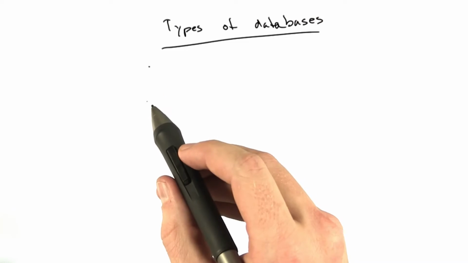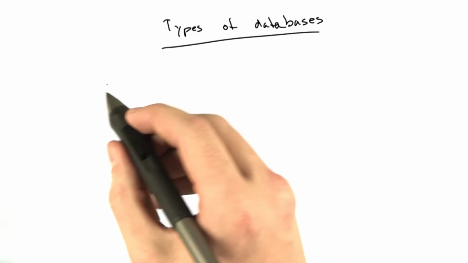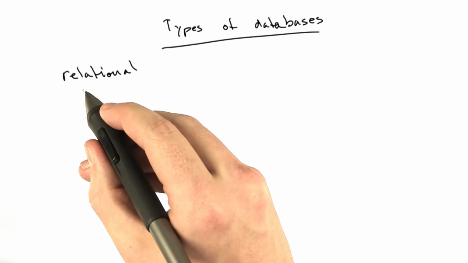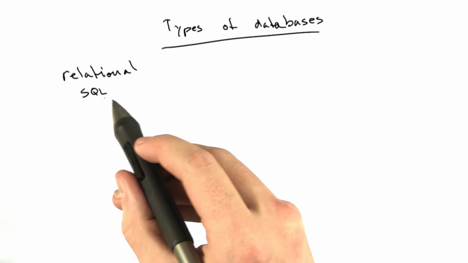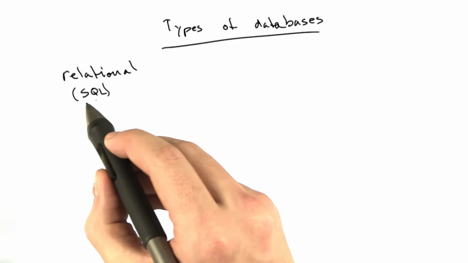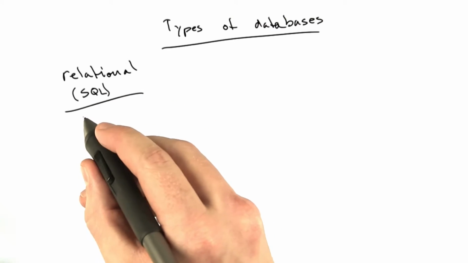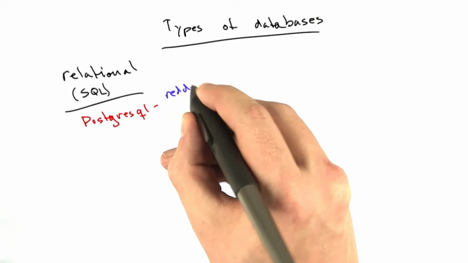There are lots of different types of databases, and we're going to focus on kind of the major ones. So we've got one type of databases that are called relational databases that often use a language called SQL to manipulate them. And so we'll refer to these as relational databases or SQL databases. Some examples of relational databases are Postgres, which we use at Reddit.